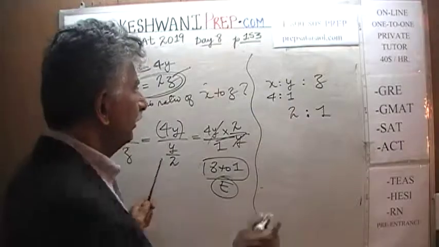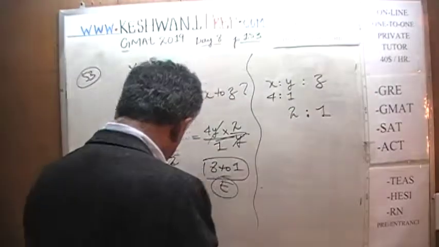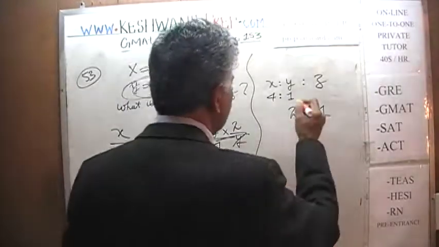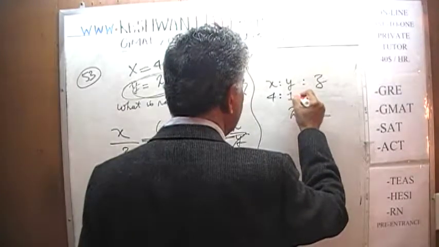So let's do that. So watch what happens. We're going to convert, let's do it in a red pen. We're going to multiply this by 2.